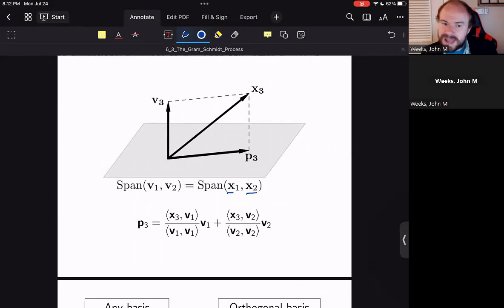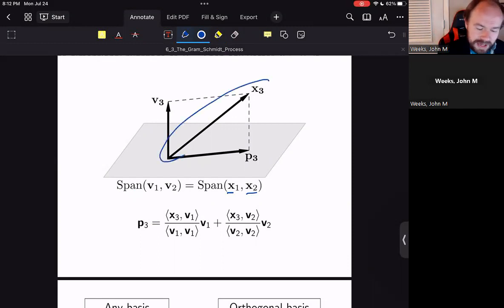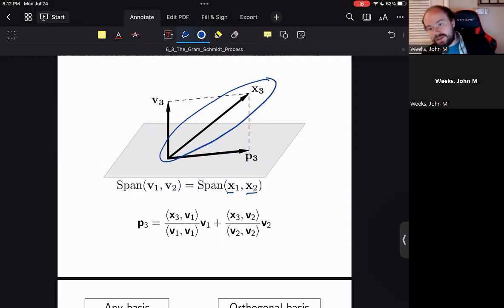Now let's see what happens when I add v3. When I add a vector x3 to this collection, I notice that x3 may not necessarily have an orthogonal relationship with each of the other two vectors, v1 and v2. So what we have to do is fix that.